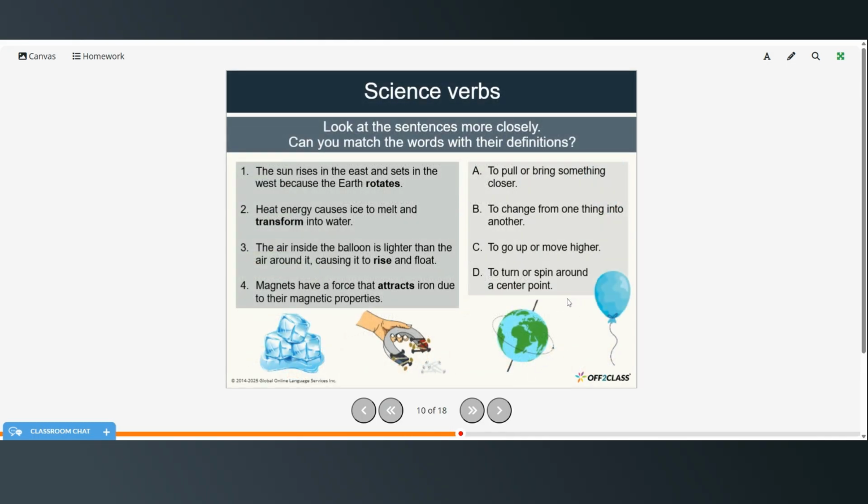All right, here are some science verbs. You're going to look at the sentences and see if you can match the words in bold to the definitions. Again, you can pause the video, try these on your own, and then restart when you're ready to check your answers.